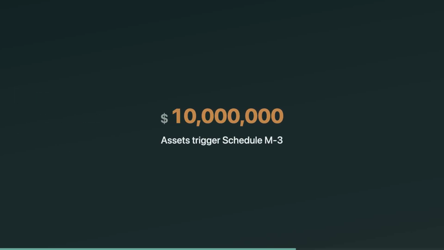So, when do you switch from M-1 to M-3? Schedule M-3 is required when total assets exceed $10 million. That's the big trigger the exam wants. If assets are 10 million or less and you're over the 250,000 threshold, M-1 is usually the simpler choice. If assets are over 10 million, you file M-3 and you're in big corporation territory.